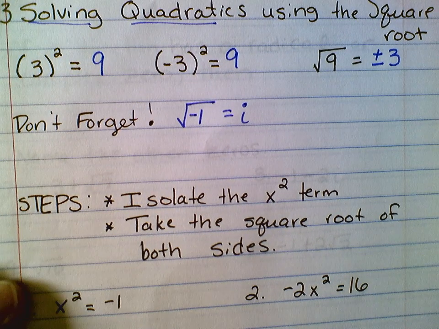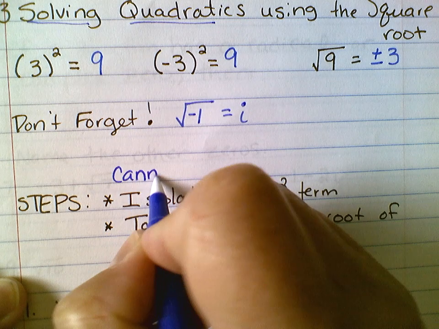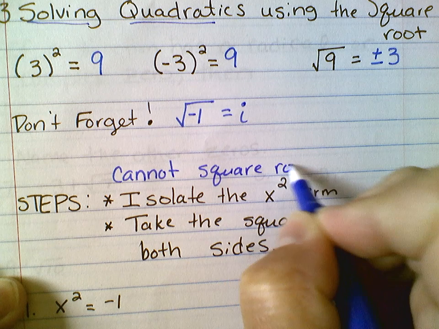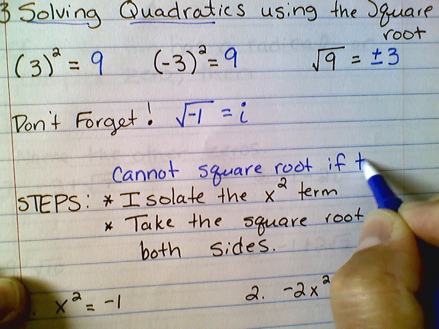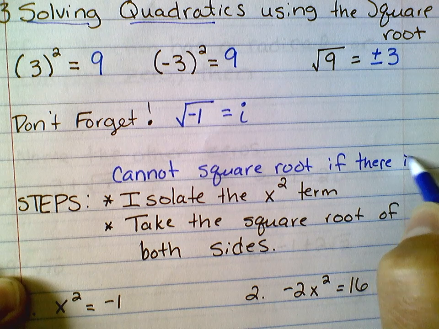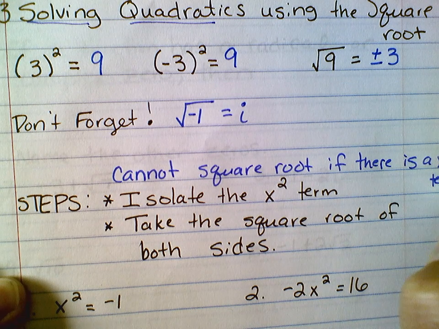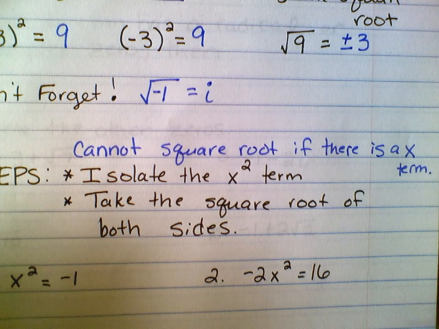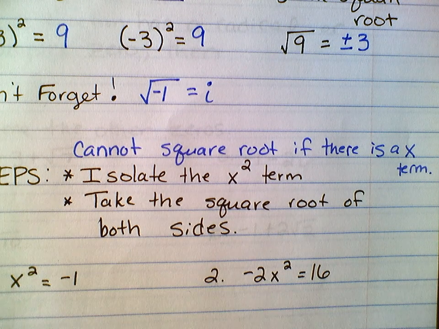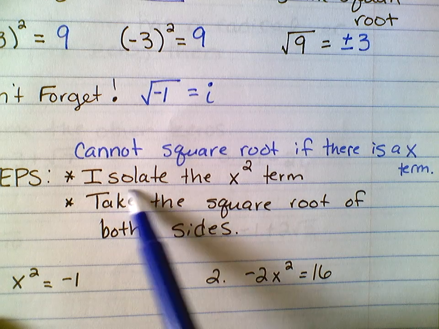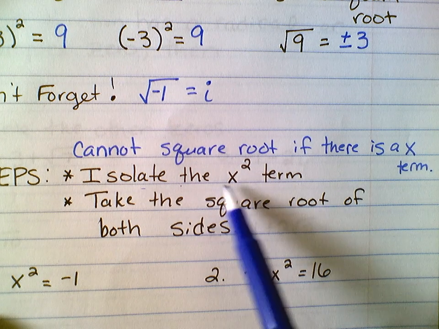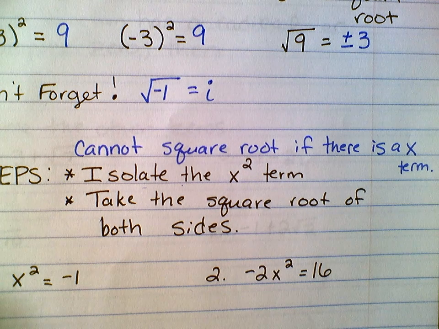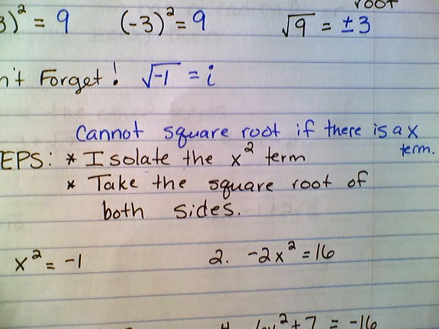So, first of all, you cannot use square root to solve if there is an x term. It just has to be x squared and then some constant. The first step is like the absolute value. We want to isolate that x squared term, get it by itself. Then we can take the square root of both sides and we'll have our answer.